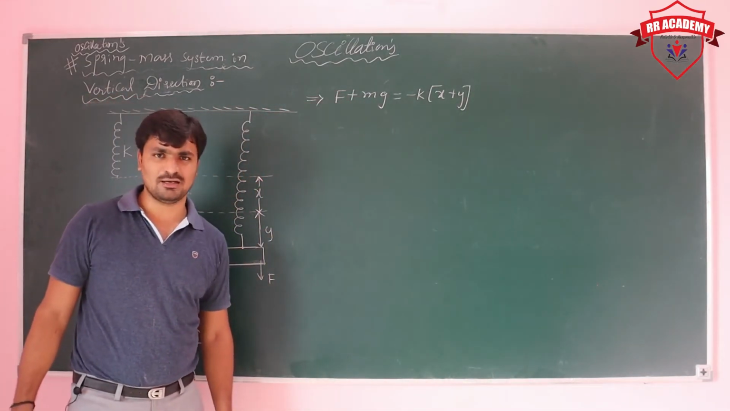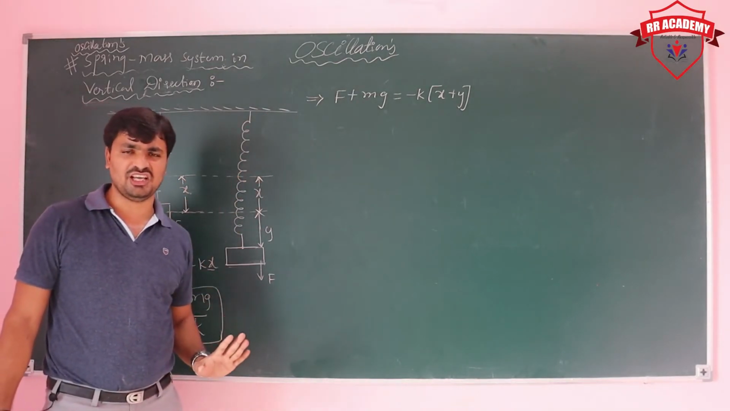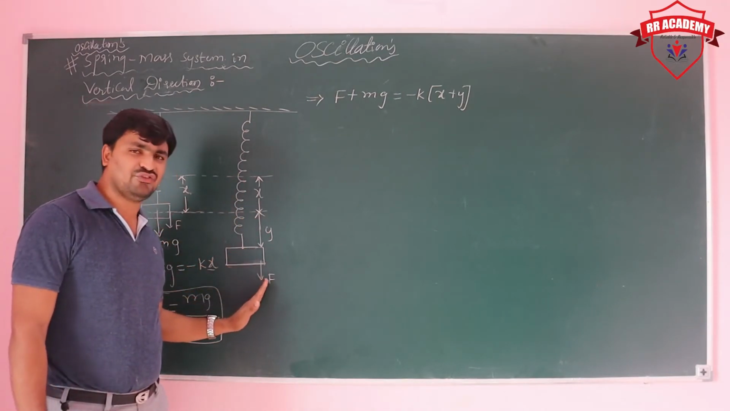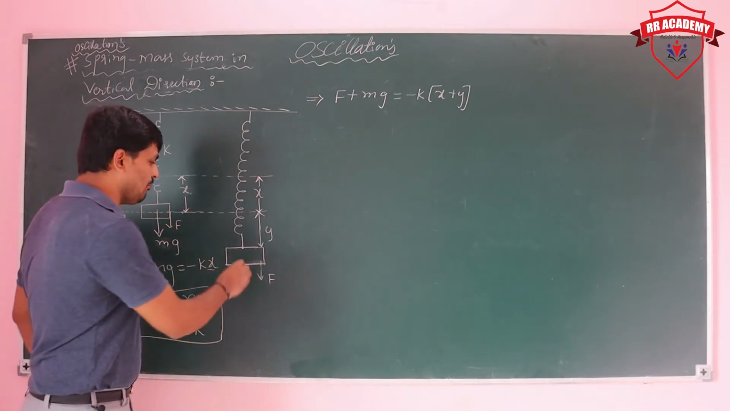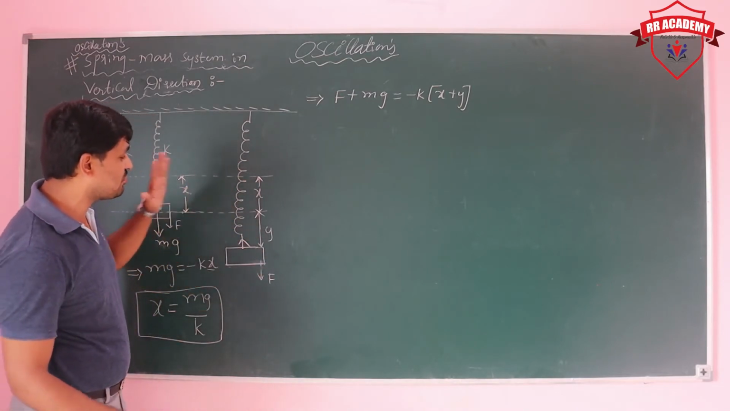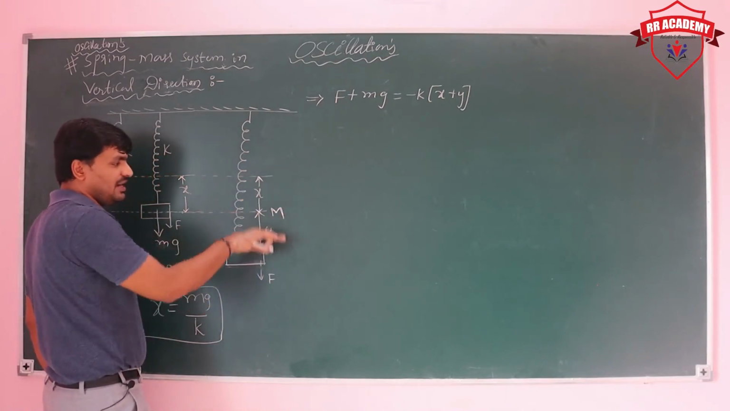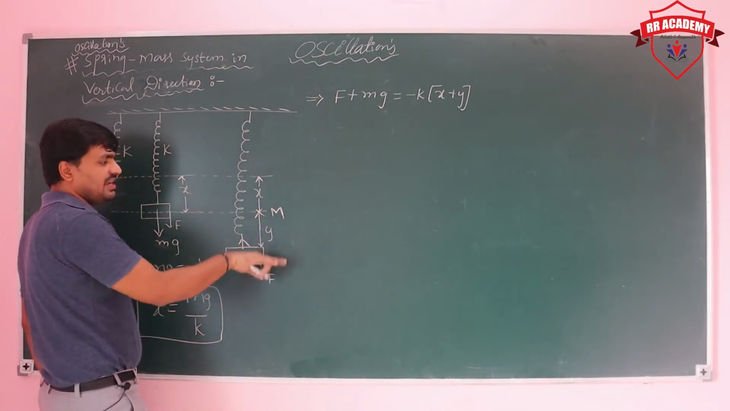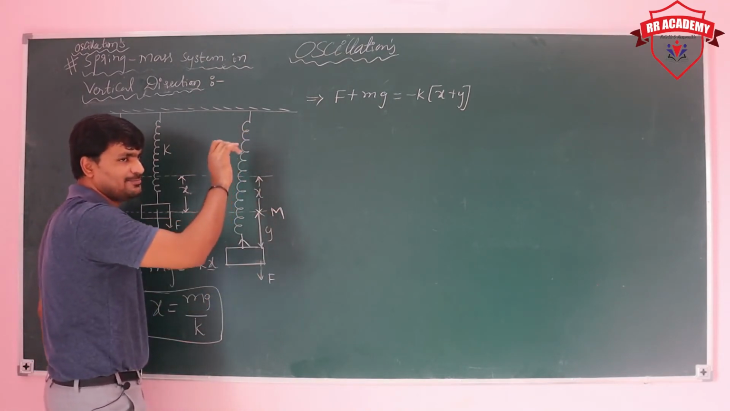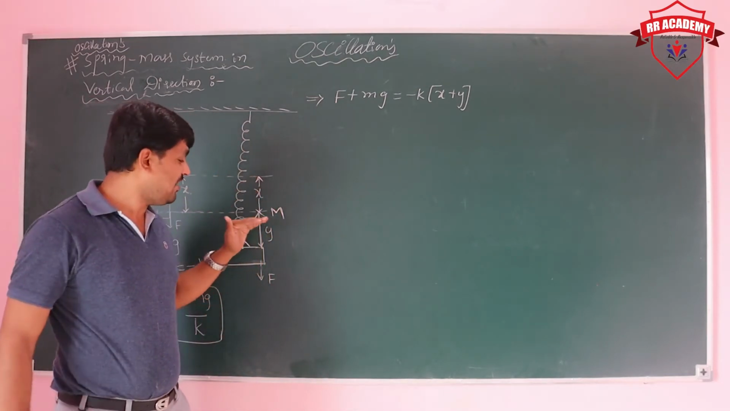Yes, you have to accept it, because the x extension is due to mg, and the y extension is due to F. If you release F, the body moves up to here, and then the body makes oscillations about the mean position. Now this is the mean position. About this mean position the particle is making oscillations, with y displacement down and y displacement up. Don't forget, here x is going to be independent afterwards.